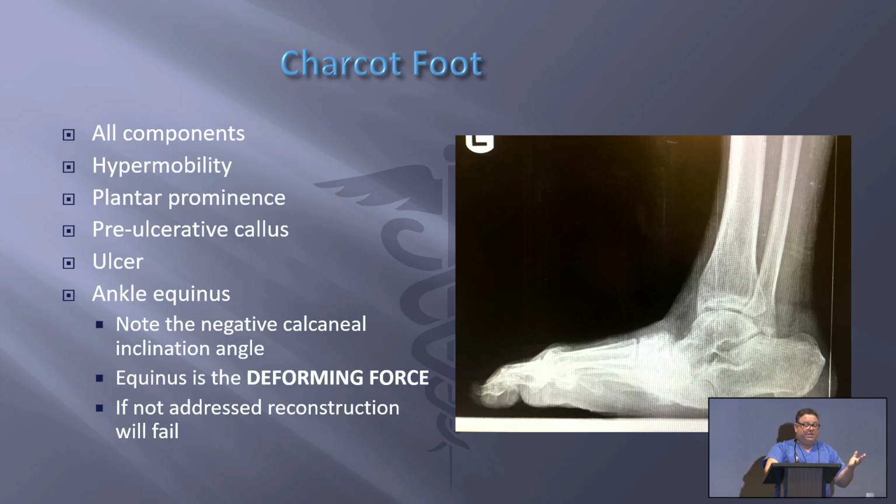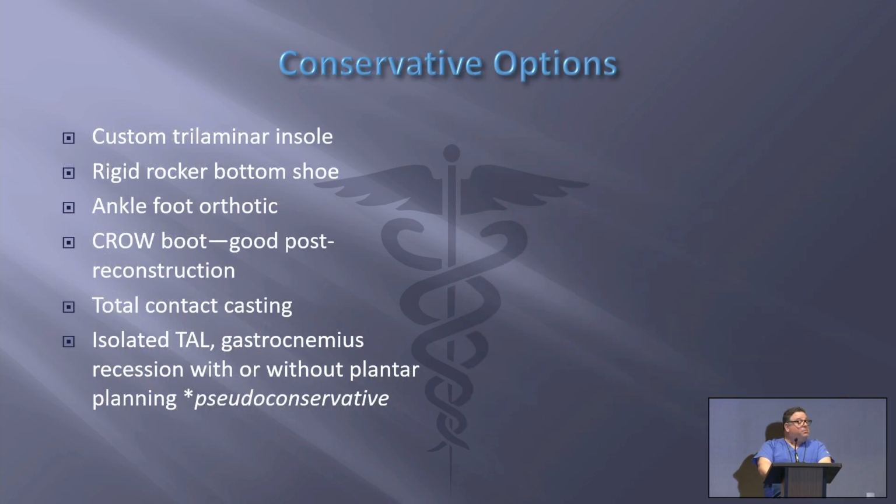So if, let's say you go in and do a Charcot foot reconstruction, but you don't address the equinus, your reconstruction will fail. Your plates will break. Your screws will back out. It basically won't work. So, conservative options for a Charcot foot: your trilaminar insole, rigid rocker bottom shoe, ankle foot orthotic, a CROW boot, which is a Charcot restraint orthotic walker. It's a big clamshell boot that can be made by a pedorthist. These are good to help treat Charcot arthropathy, ulcer or no ulcer.